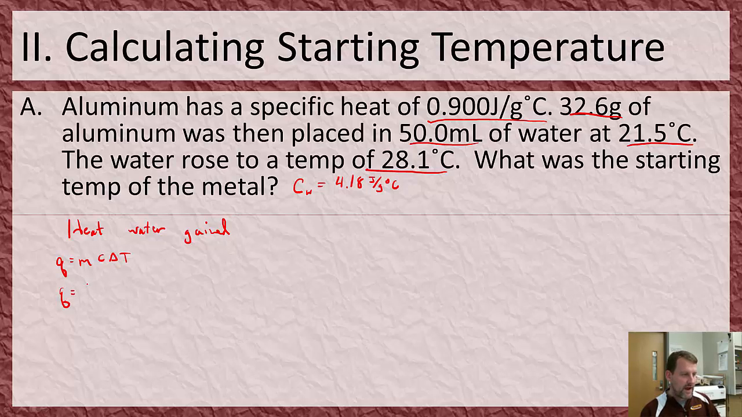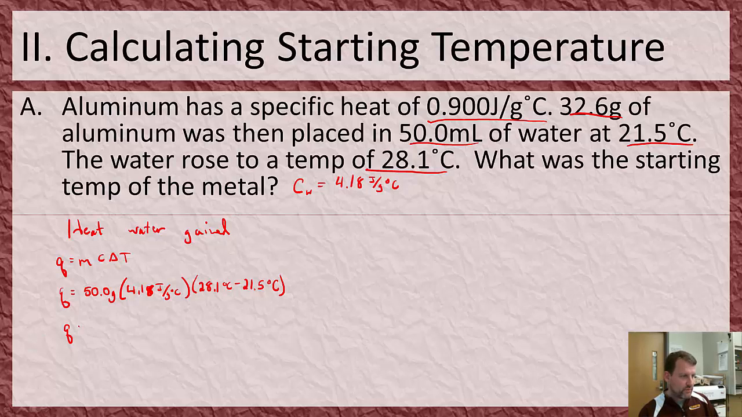So the heat the water gained is the mass of the water, which is 50.0 grams. And I know that because it's 1 gram per milliliter, times the 4.18 joules per gram degree Celsius, times the change in temperature. So I'm going to use the final temperature, 28.1 degrees Celsius minus 21.5 degrees Celsius.